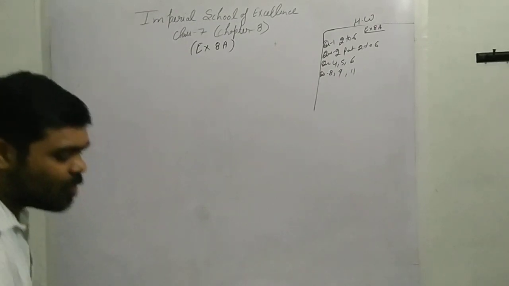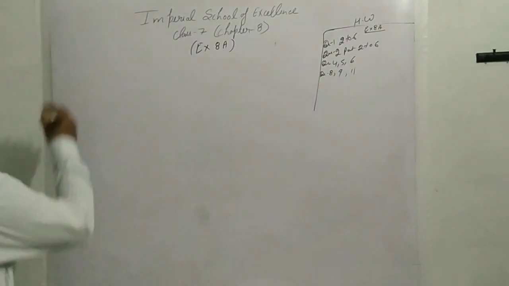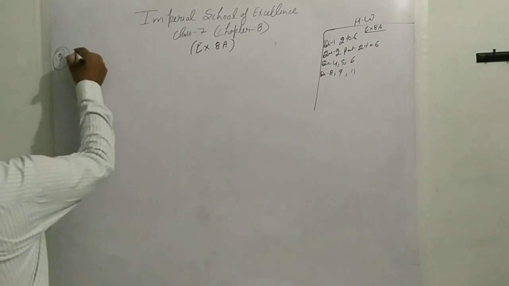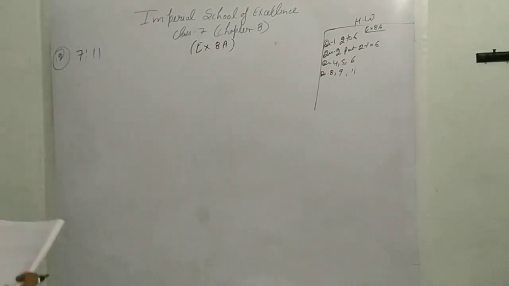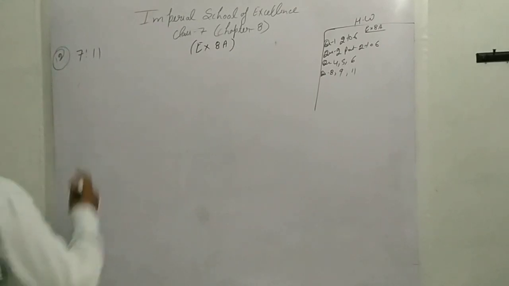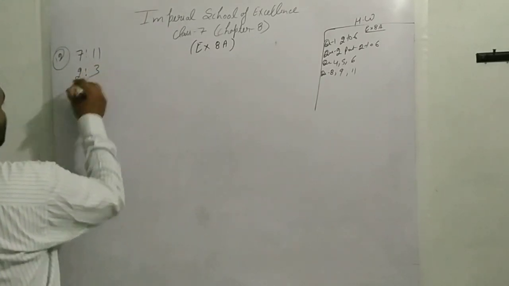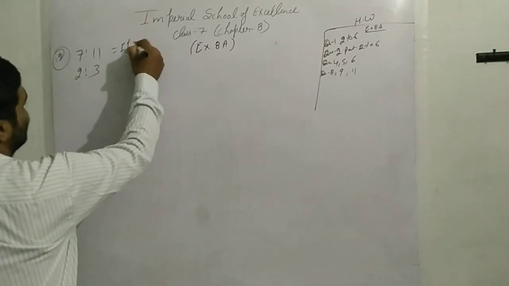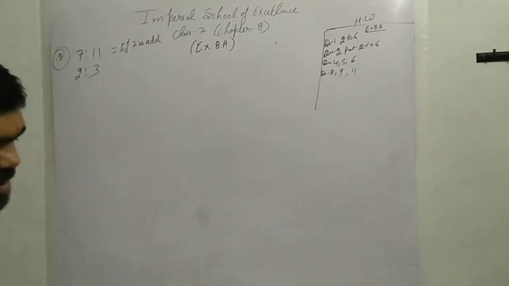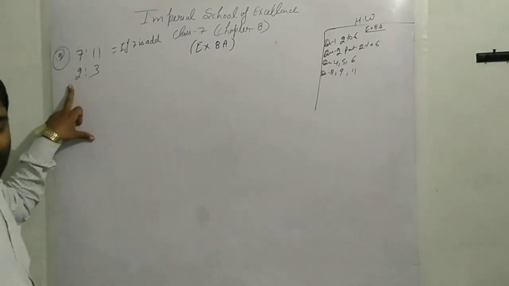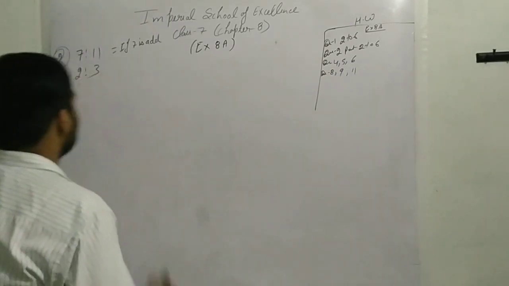Two numbers are in ratio. Question number 12. The numbers are 7:11. If 7 is added to each of the numbers, the ratio becomes 2:3. We have to find the numbers.